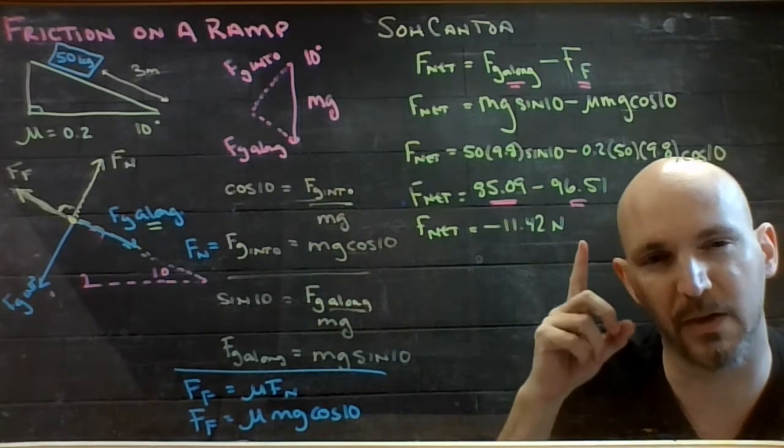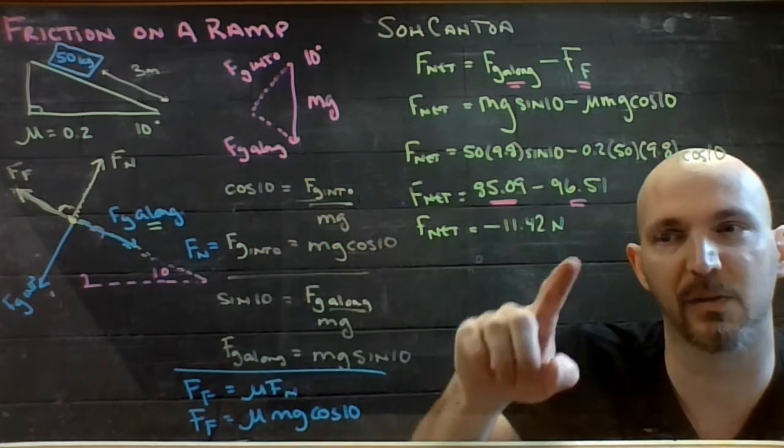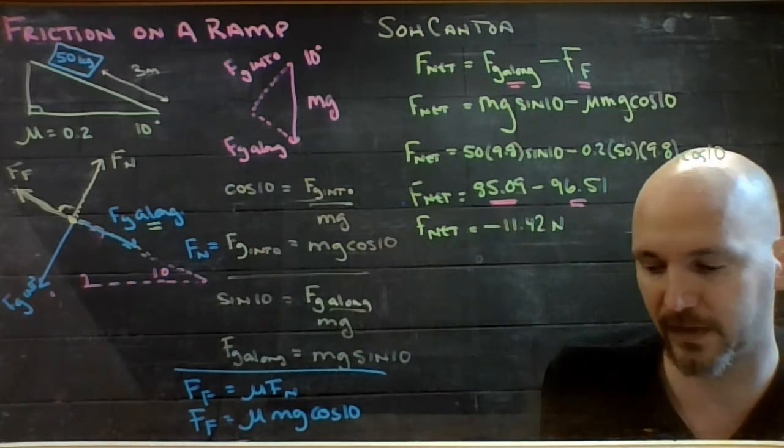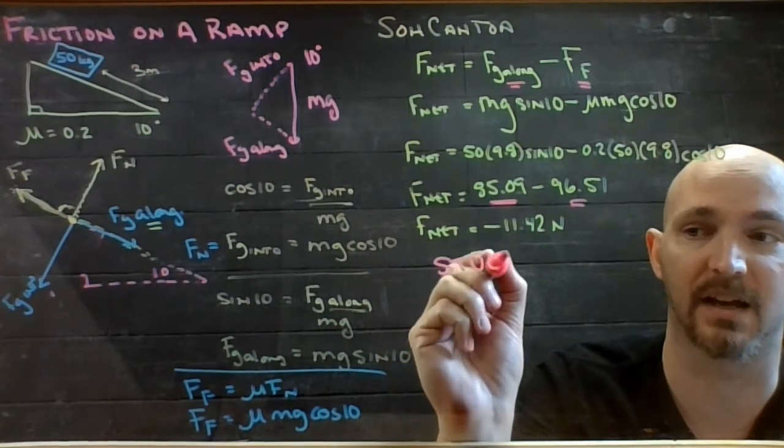But you have to be smart about that. Think about friction. Friction can't pull you up things. So in this case where you get a negative here, what you've discovered is that the system is in fact stuck.